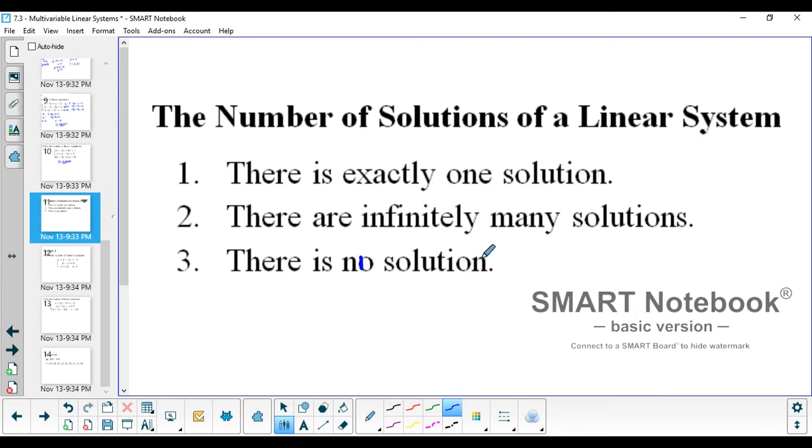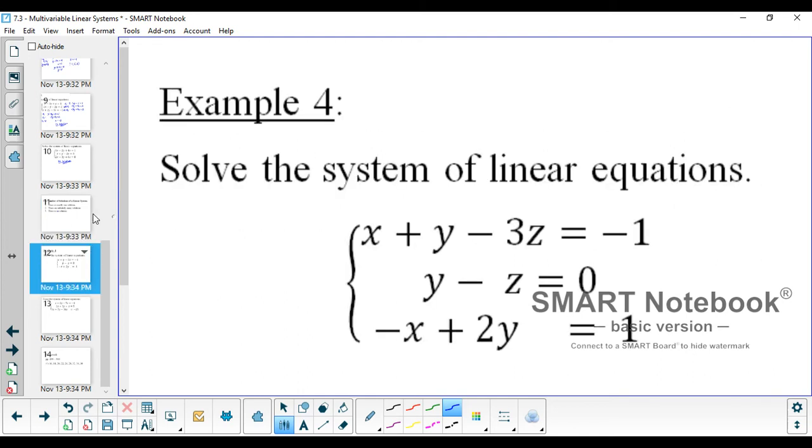However, the infinitely many solutions are a little bit different in 3 dimensions than they are in 2 dimensions. Instead of just saying there are infinite solutions, there are going to be infinite solutions, but they're all going to be of a certain form, and we're going to have to find that form. So let's go ahead and show you what I mean by that.